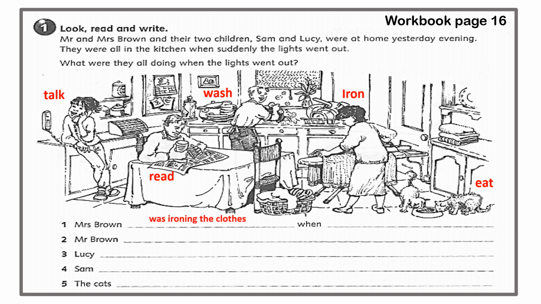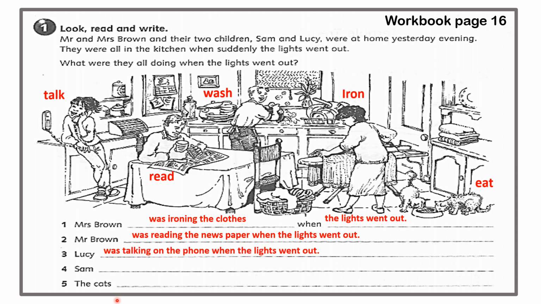Mrs. Brown was ironing the clothes when the lights went out. We use was because Mrs. Brown is singular. Number 2, Mr. Brown was reading the newspaper when the lights went out. We use was because Mr. Brown is singular. Number 3, Lucy was talking on the phone when the lights went out. We use was because Lucy is singular. And number 4, Sam was washing the dishes when the lights went out. We use was because Sam is singular.